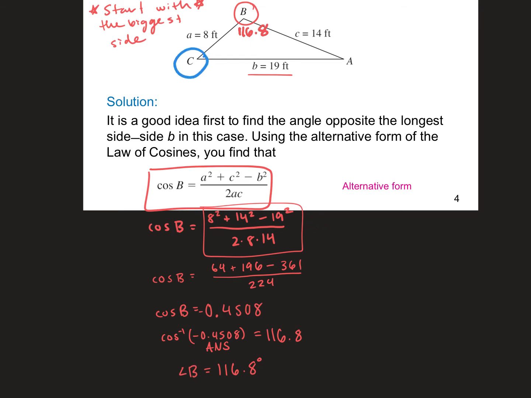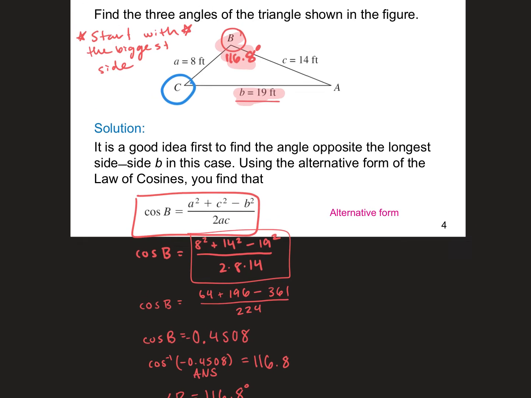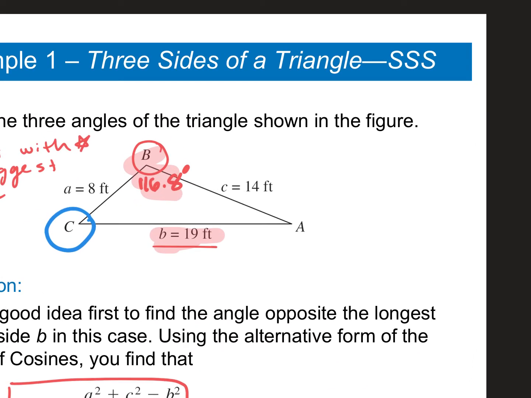Next, I want to find angle C. How can I find angle C? I could use law of sines now because I have a corresponding pair. I have side B and I have angle B. In my opinion, law of sines formula is easier because it doesn't have as much math going on in it. So I would use law of sines. So I have 14 over sine of C is equal to what? 19 over sine of 116.8. Awesome.